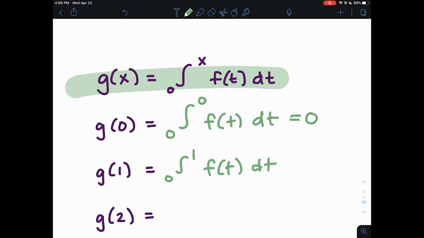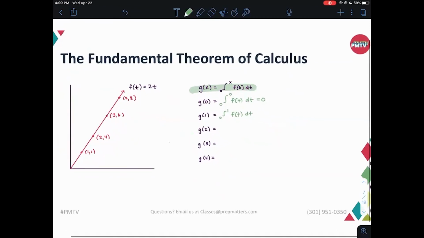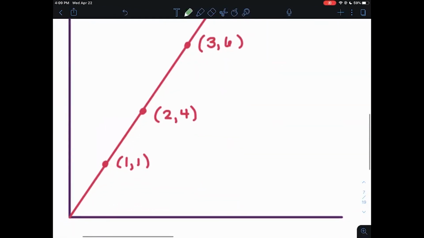The area under the curve from 0 to 1 of this function f of t. Now, I chose this nice linear function because we can easily do this geometrically. We don't need to know integration in order to find this area. We don't need Riemann sums. We don't need approximations. We just have this nice little pretty triangle. We find its area.